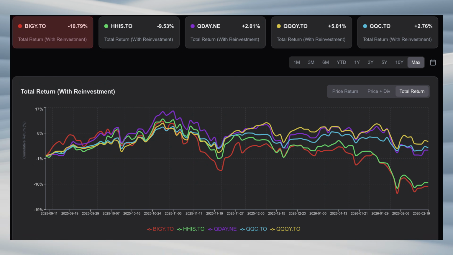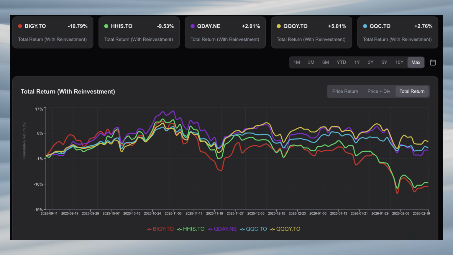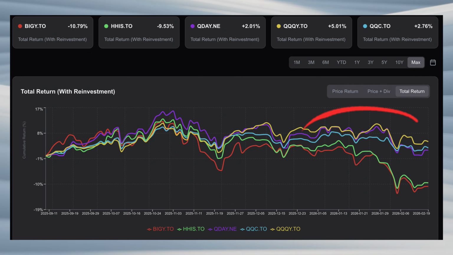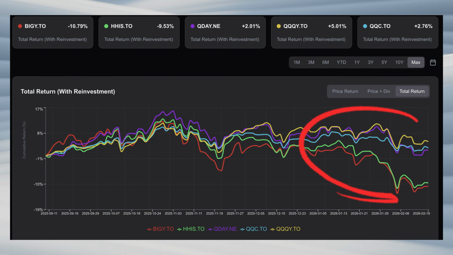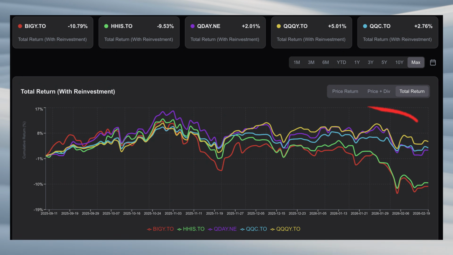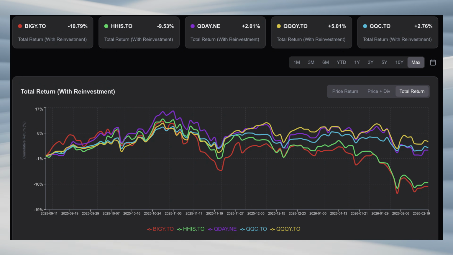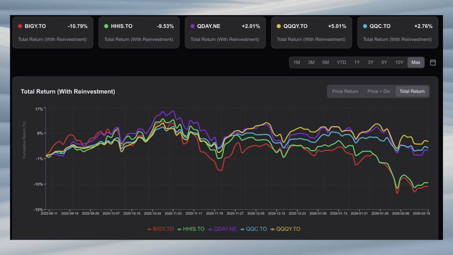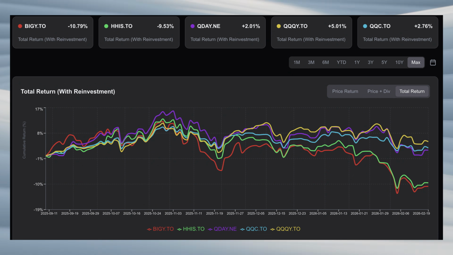Focus on the far right of the chart, the price action from late January into early February. It's glaringly obvious. During this recent tech sector valuation correction, all these ETFs, along with the broader market, took a massive dive. And looking at the very tail end of the chart, the current trend is still heading downward. We haven't fully bottomed out yet.